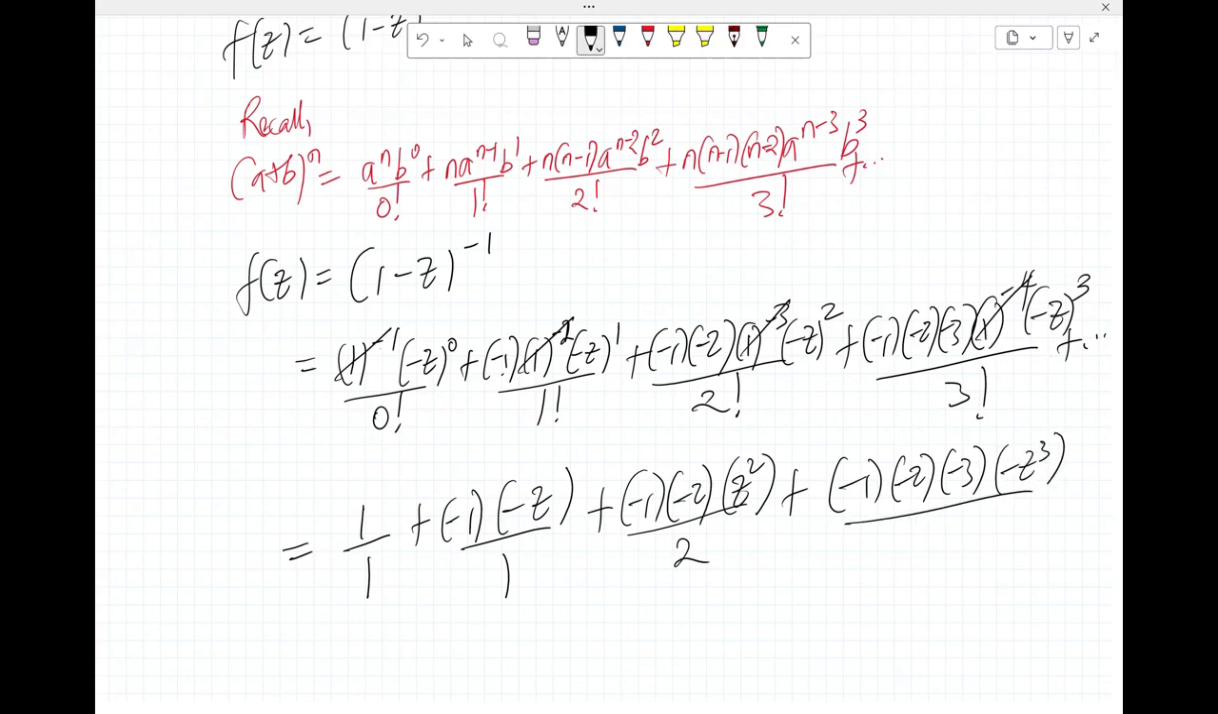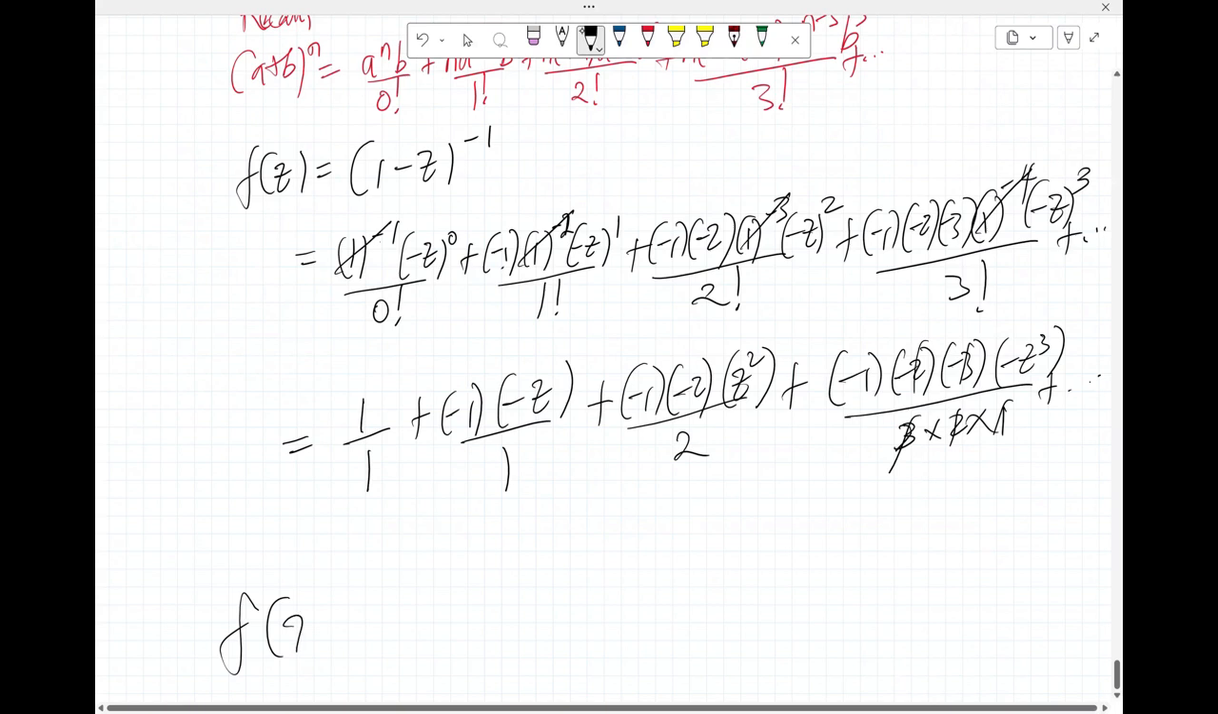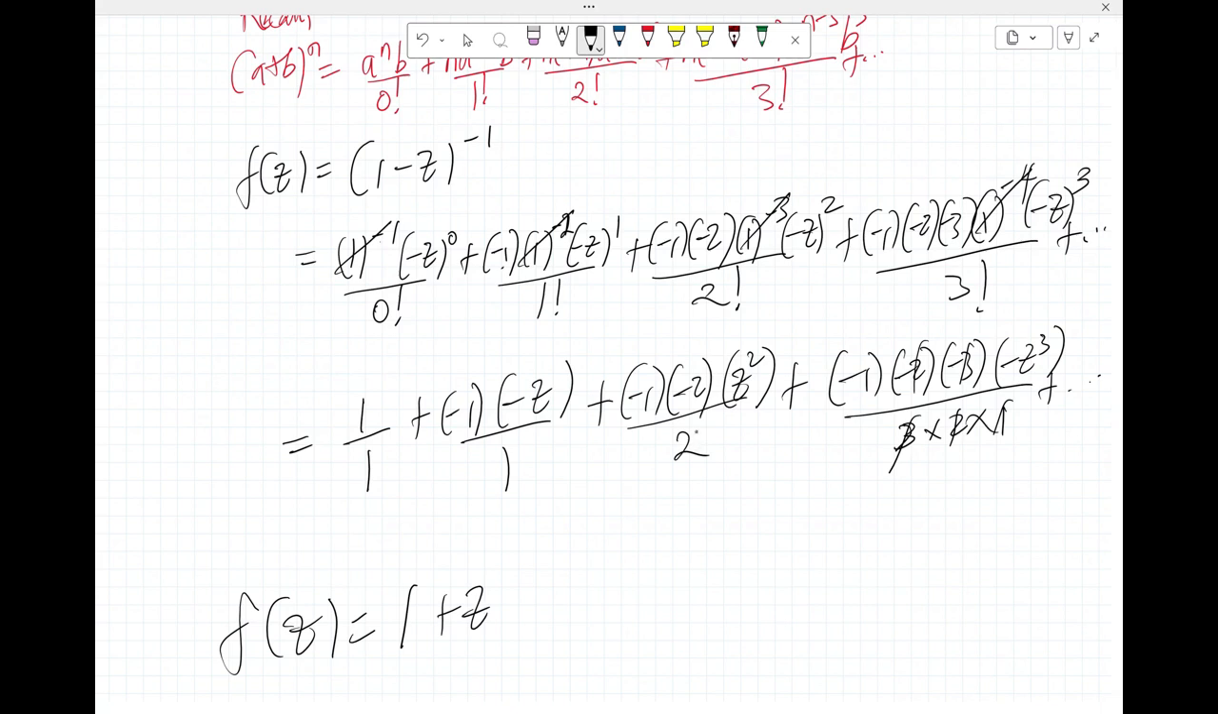If you expand that, you get 3 factorial, that's 3 times 2 times 1, and all of that cancels. And then we have f of z equal to 1 over 1 is 1. Then minus and minus is plus, so you have plus z. And then here, these two cancel. Minus and minus is also plus, you have z squared. And then coming here, you have minus and minus and minus, that's still plus z raised to power 3.